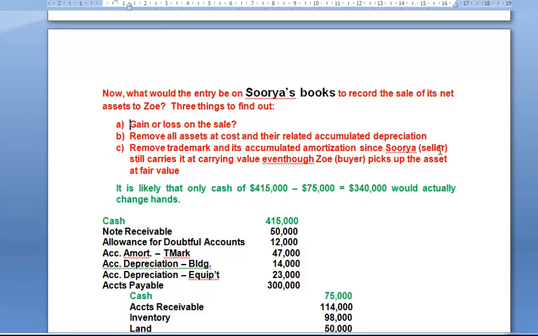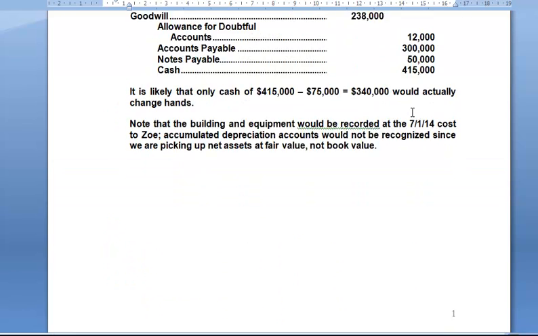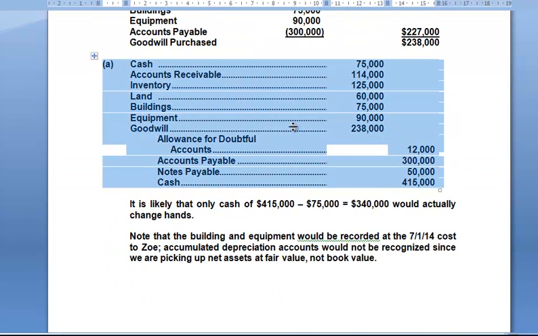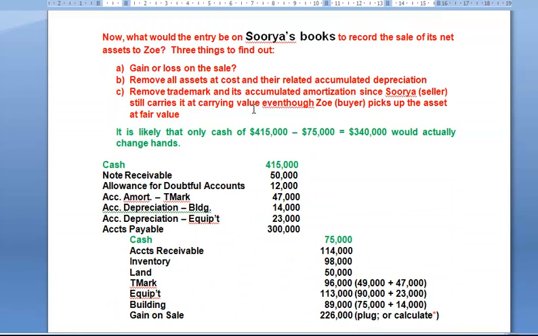We have to remove all of the assets at what we've got them booked at, which is cost, and we have to take out the related accumulated depreciation. All right, so this is where the accumulated depreciation figures in when the seller is recording the entry, because it's the seller that's booked all this accumulated depreciation. And again, we have to remove the trademark and its accumulated amortization. Now you might say, well, Zoe thought the trademark was worth zero. That's correct. So Zoe said, I'm not picking up something that I think is valued at zilch, so I'm not picking it up in my entry. But again, you're selling it and you had a value for that trademark. So you need to make sure that you get rid of the trademark at cost and any of its accumulated amortization.